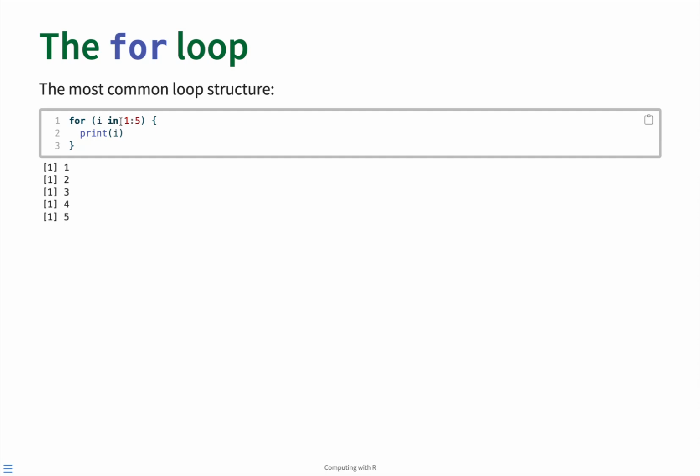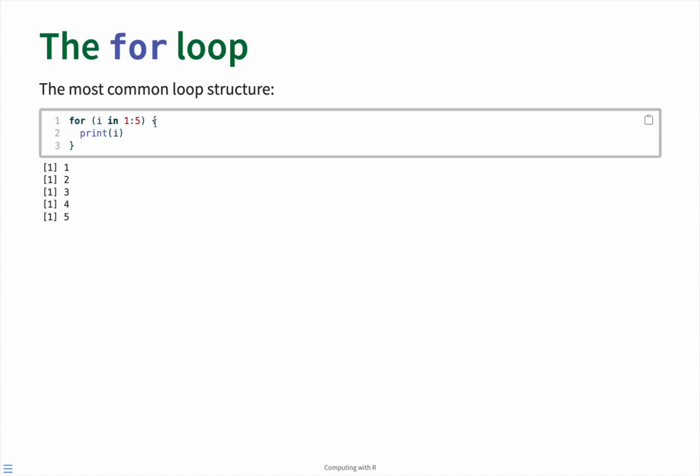So here, we're going to run this loop 5 times because 1:5 creates a vector of 5 numbers, 1, 2, 3, 4, and 5. The loop will run for each one of those 5 values, and in each iteration of the loop, i will equal the corresponding value from those 5 numbers. So in the first loop, it will equal 1. In the second loop, i will equal 2. In the third loop, i will equal 3, and so on.